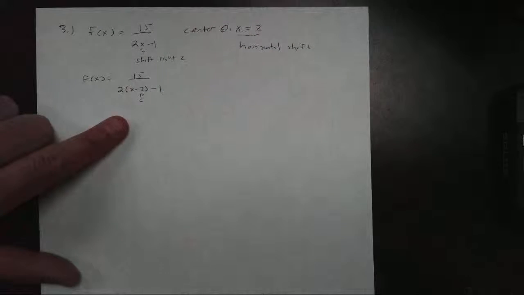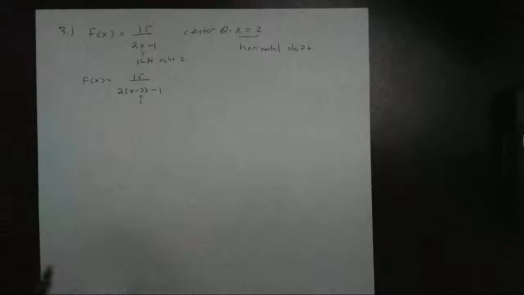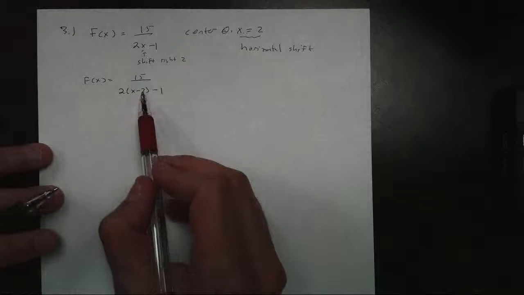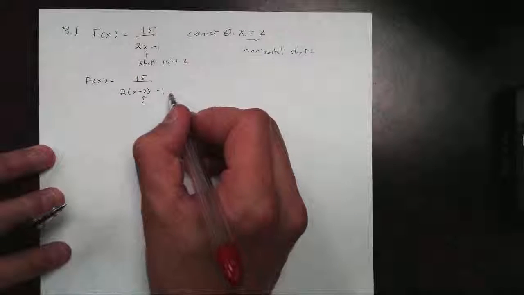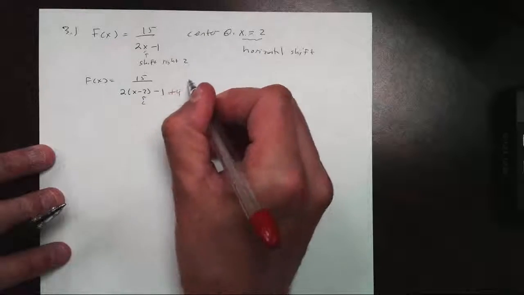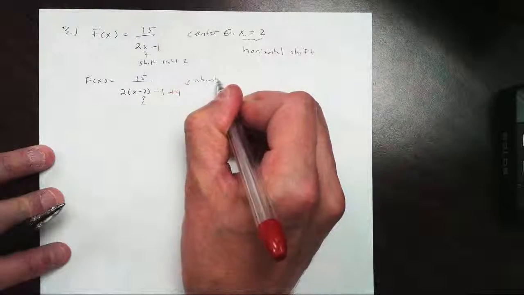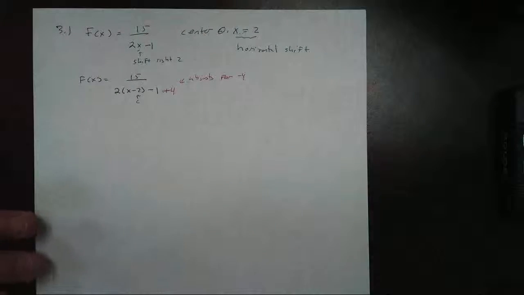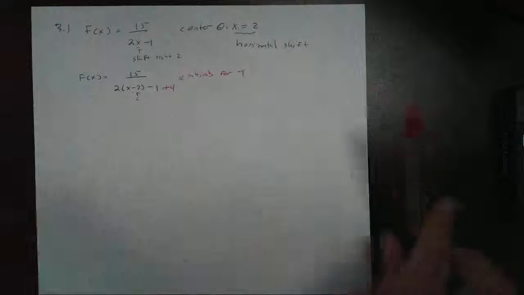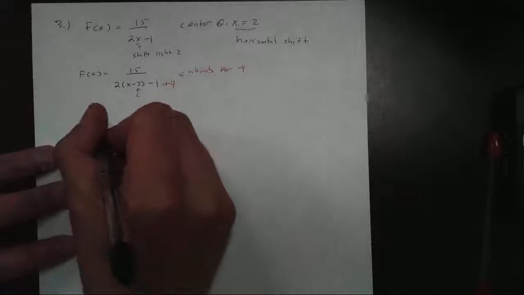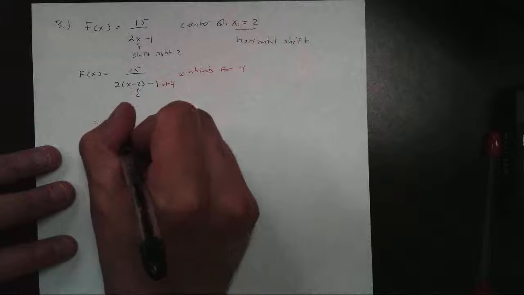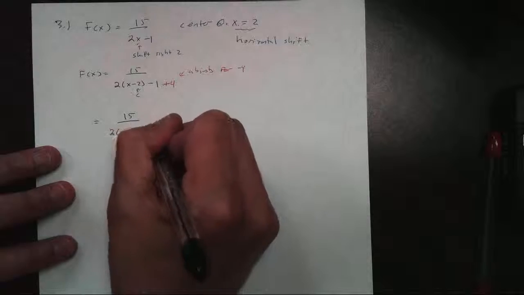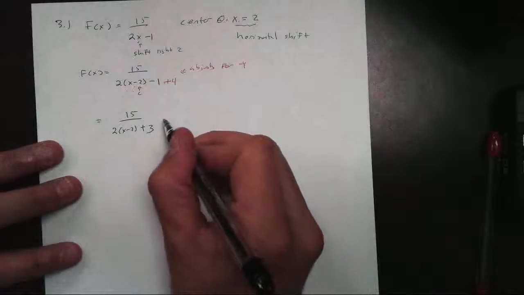But here's the problem with doing this. I changed the value of my fraction. I'm subtracting 4 units from here, so I have to fix it. I have to adjust it, and I'm going to add 4 here. This adjusts the minus 4 that we just subtracted by shifting it horizontally. And I can reduce this a little bit. This becomes 15 over 2 times x minus 2, be careful, plus 3.